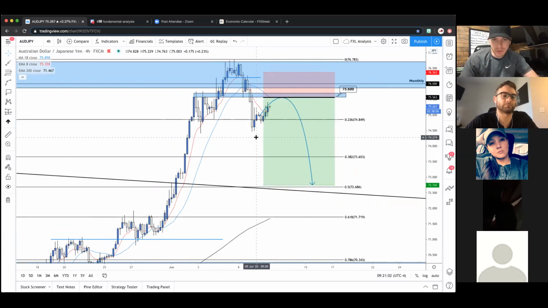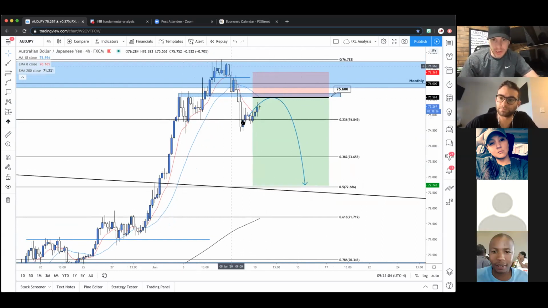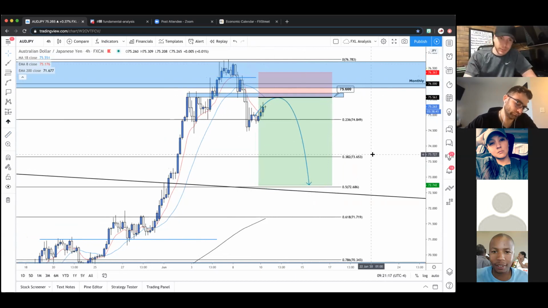And it is looking like a head and shoulders too: left shoulder, head, right shoulder, and then break of the neckline. Naturally, as a rule of thumb, you would target the height of the pattern, neckline to head, which is 200 pips. And again, our projection is 280 here. So guys, this is looking like a pretty clean trade.